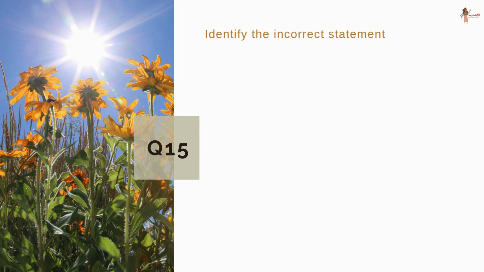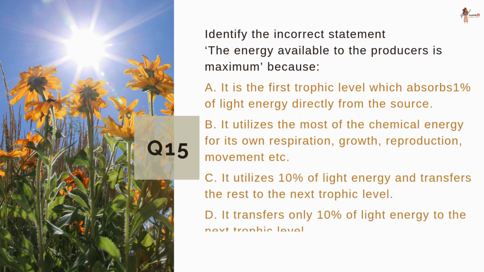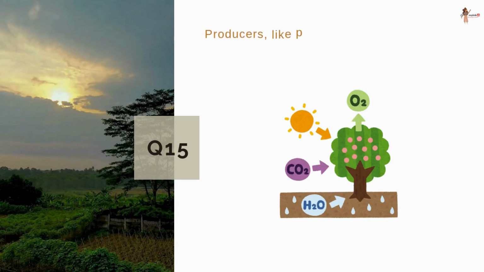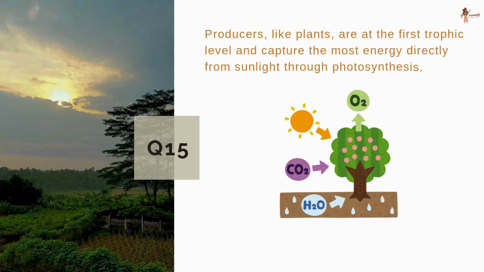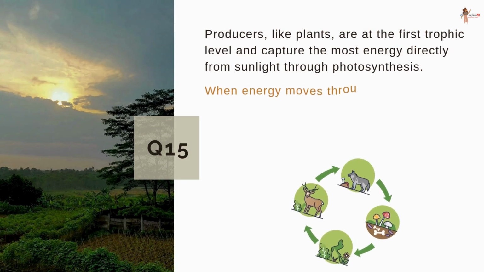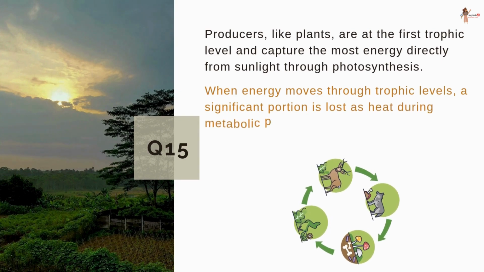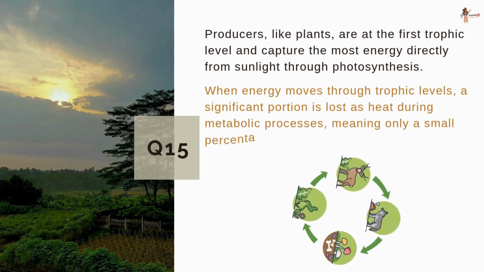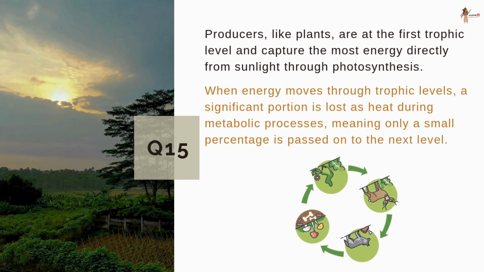Identify the incorrect statement. The energy available to the producers is maximum because which of the given options? Producers, like plants, are the first trophic level and capture the most energy directly from sunlight through photosynthesis. When energy moves through trophic levels, a significant portion is lost as heat during the metabolic processes, meaning only a small percentage is passed on to the next level.